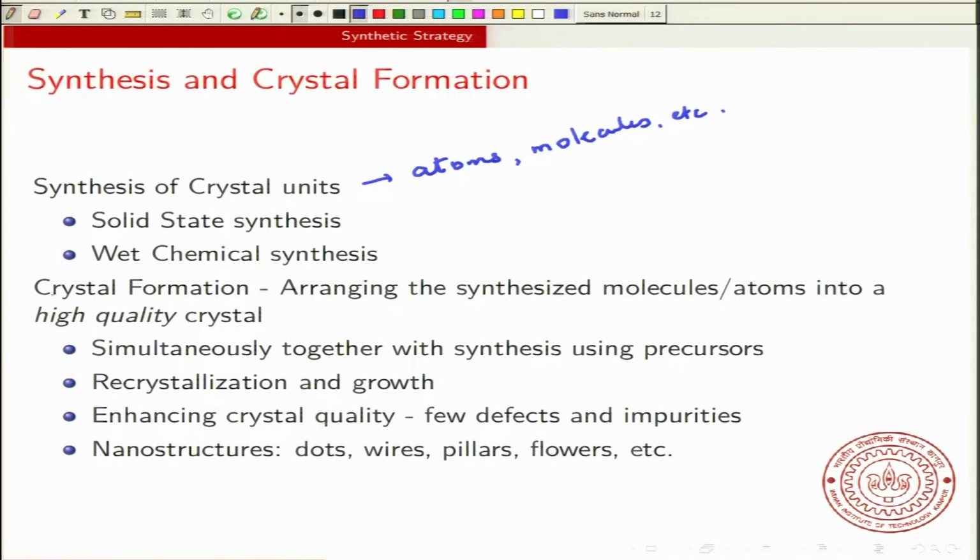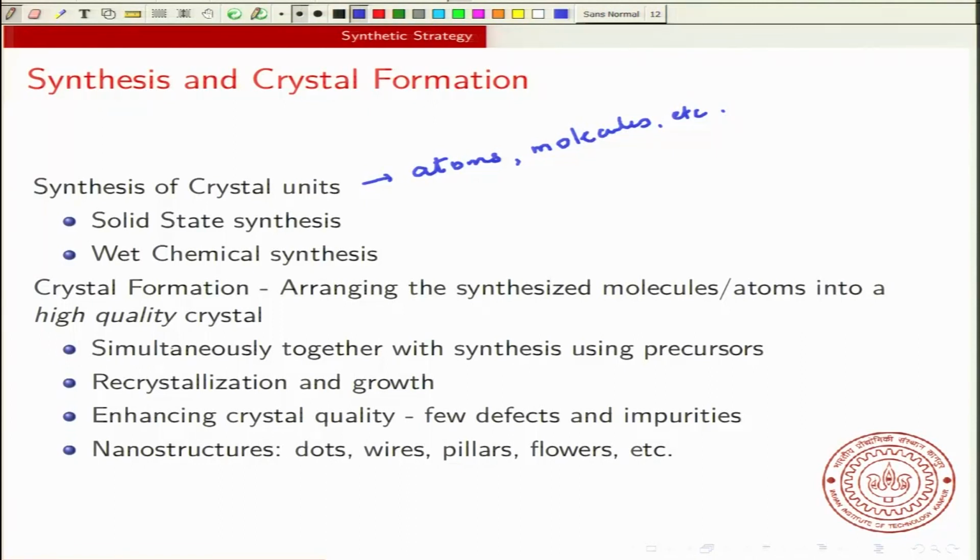The second step, I have called it crystal formation, and here what we do is you arrange the synthesized molecules or atoms into high quality crystals. Okay. So this is where you actually take the molecules that form the solid and you arrange them into a very well ordered pattern that forms a high quality crystal.